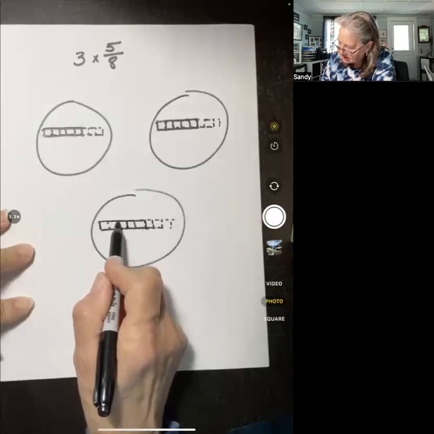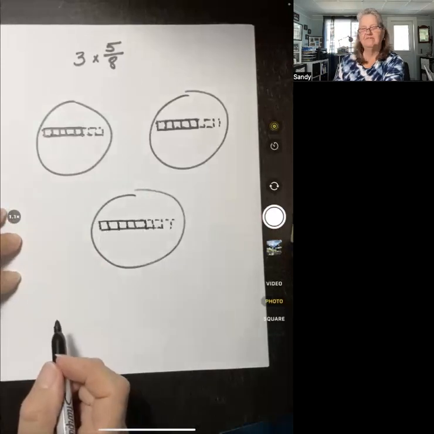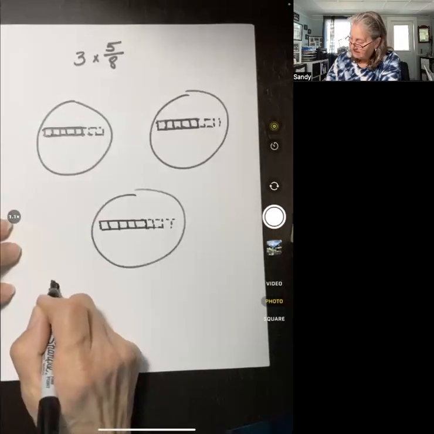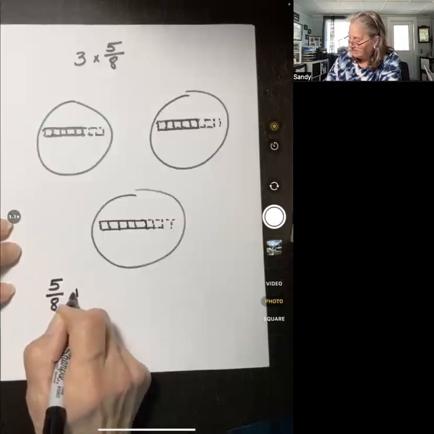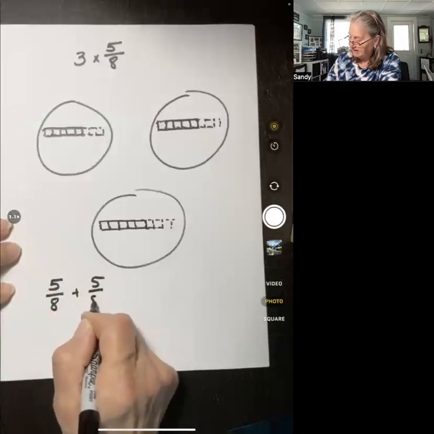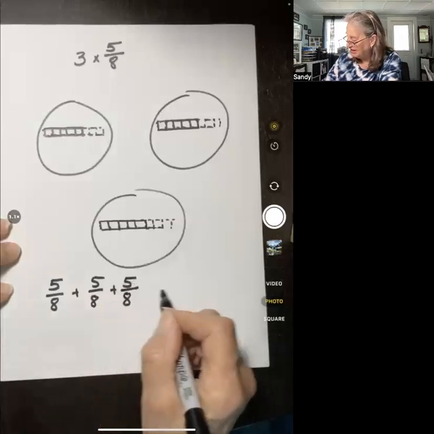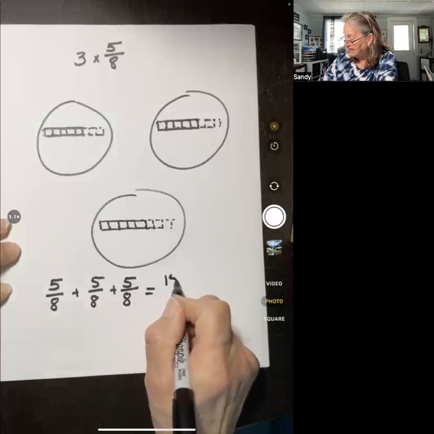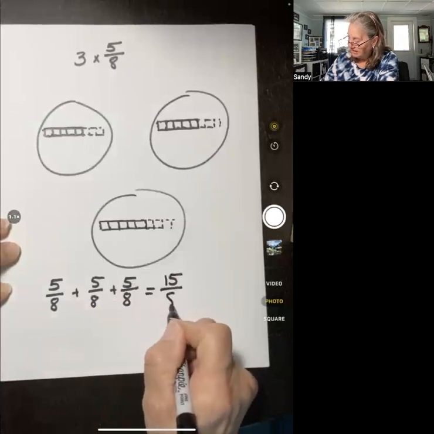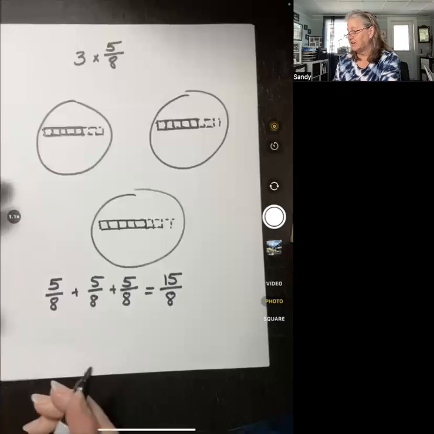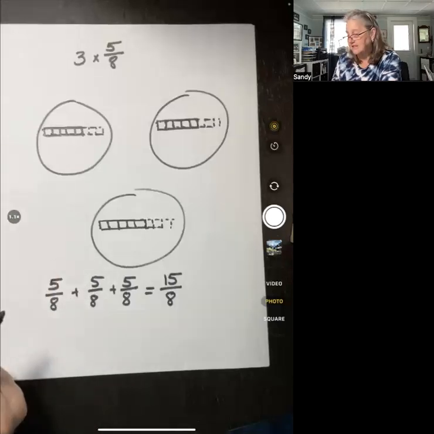So essentially, I've got 3 groups of 5/8. I'm going to need to combine them. I've got the 5/8. One way to think about it, right? 3 groups of 5/8. How many 5/8 pieces do I have? Well, I have 15 of those 1/8 pieces, right? Then I can think about that mixed number equivalent.